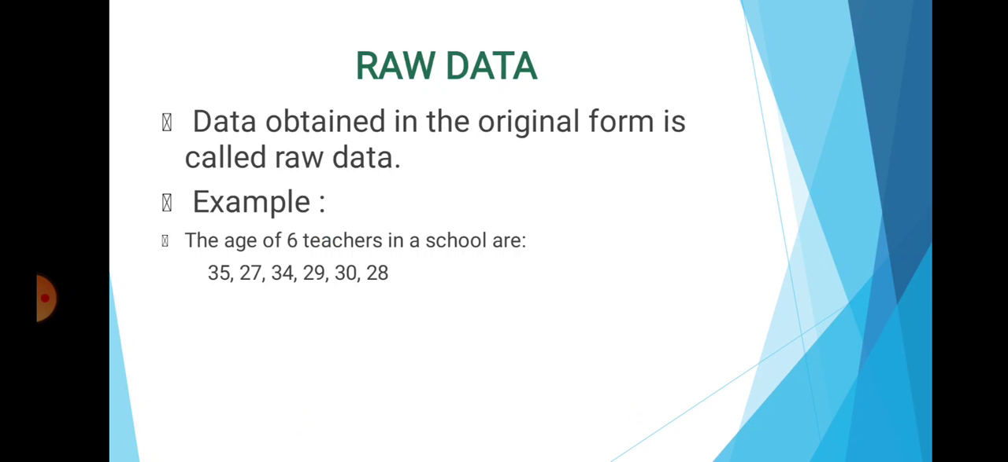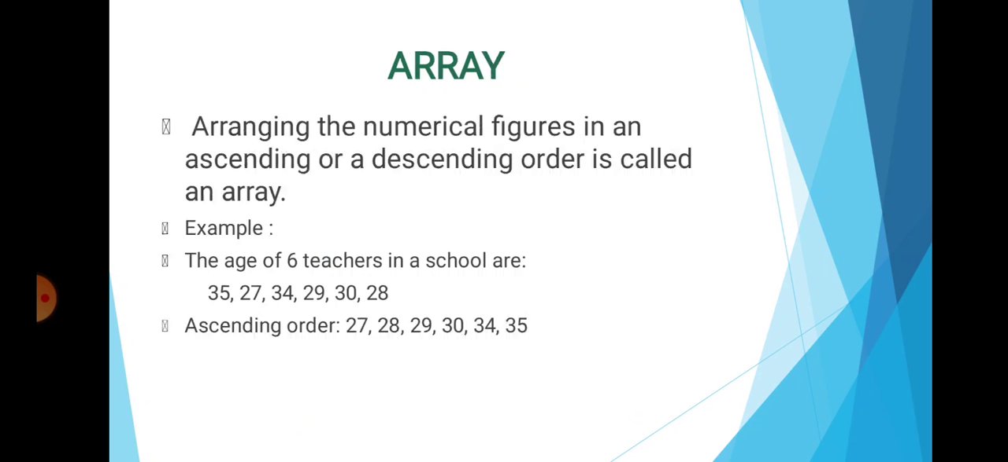For example, you can see here the ages of 6 teachers in a school are 35, 27, 34, 29, 30 and 28. So this is the data we have collected from the school. Age of the teacher is the data we have collected from the school. Even in a class, if someone asks how many boys and how many girls are there, the number we get is called raw data.